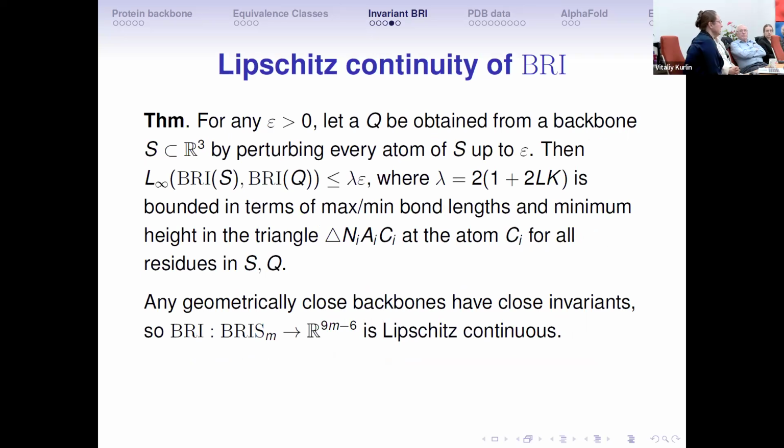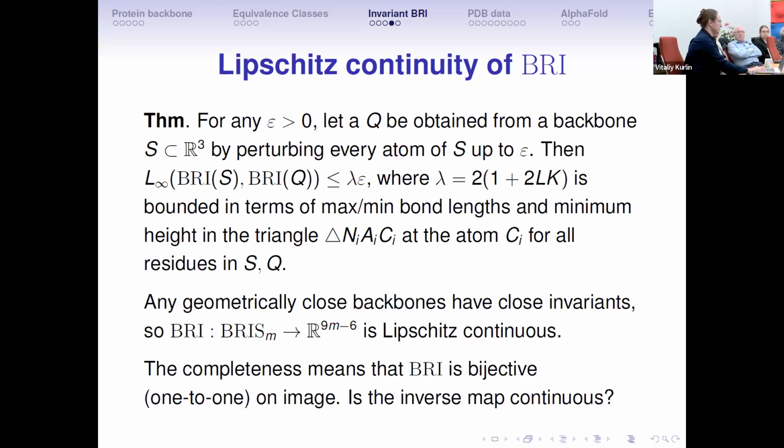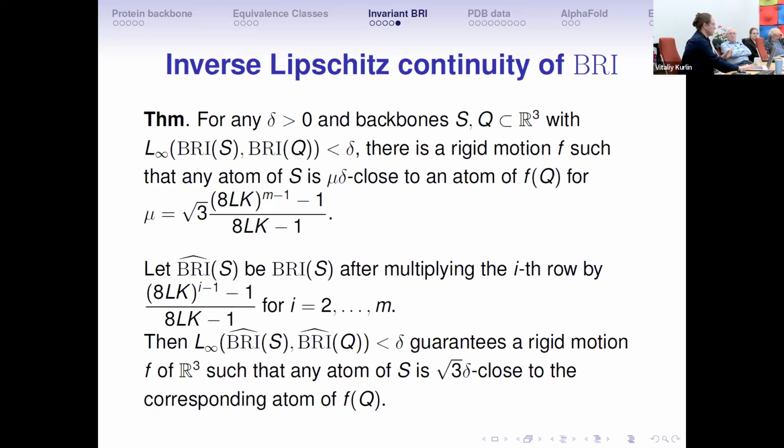Okay, so what I did mention and did promise is Lipschitz continuity, and indeed it happens to be true for L infinity. Indeed, if our objects, our chains, are not very far from each other, then invariants will be close to each other in the L infinity metric. And it turns out that the opposite is also true. That is the inverse of Lipschitz continuity.